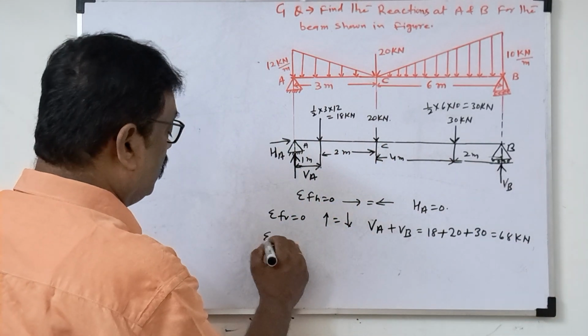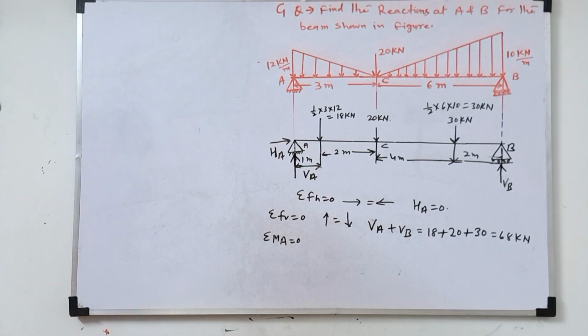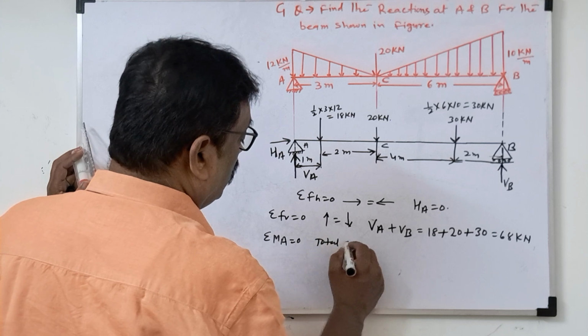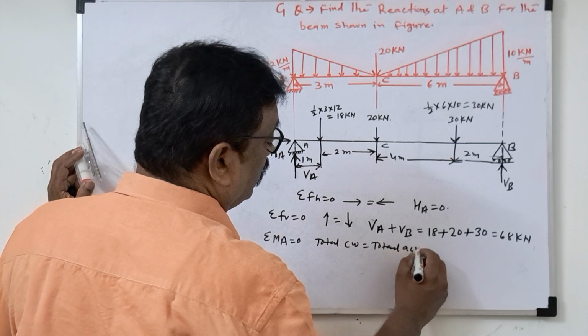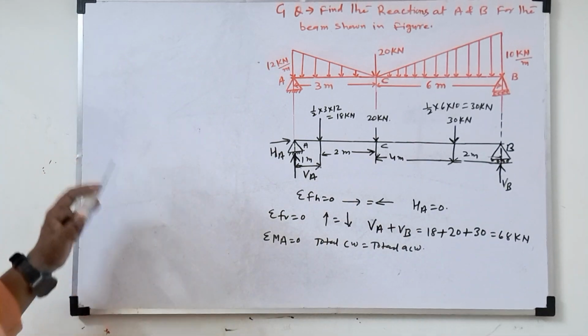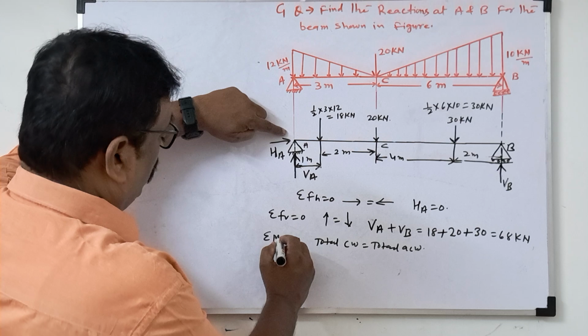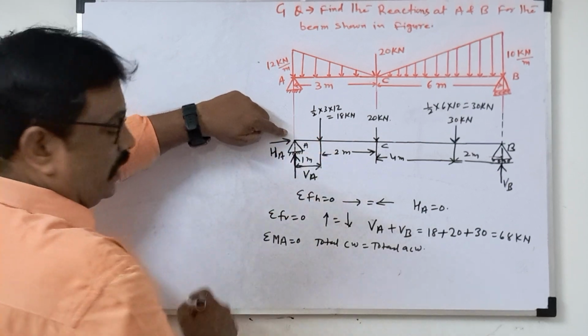Now we will take the third equilibrium equation. Moment about A equal to 0. So what we will see here, total clockwise is equal to total anti-clockwise moment. A point is fixed. We are taking moment about A. So VA and HA pass through the same point A, so moment will be 0.